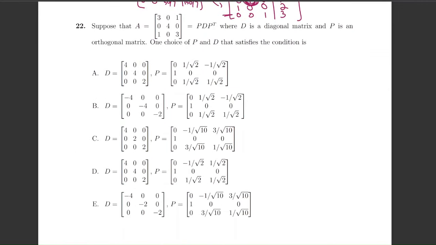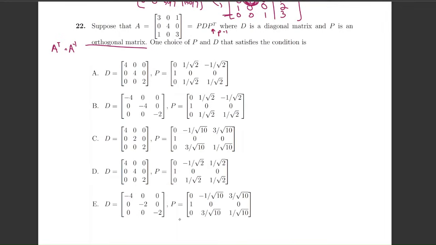So this question says, suppose that A equals this matrix, which is equal to PDP transpose, where D is diagonal and P is an orthogonal matrix. So find P and D. Orthogonal matrix, what does that mean? It basically means that if you have an orthogonal matrix, one property is that the transpose is equal to the inverse. So really, P transpose is just equal to P inverse.